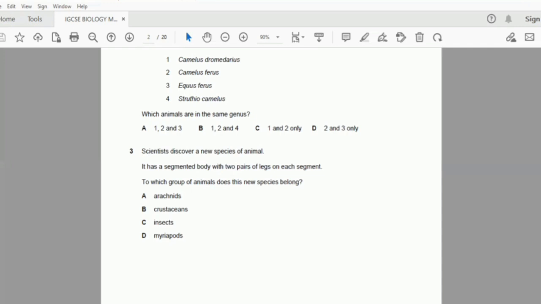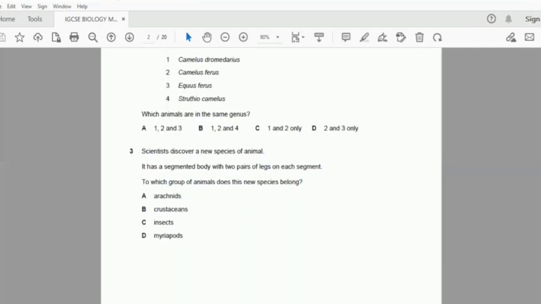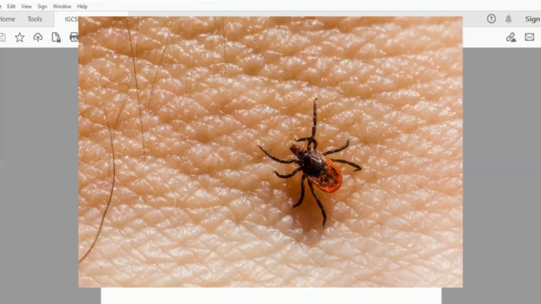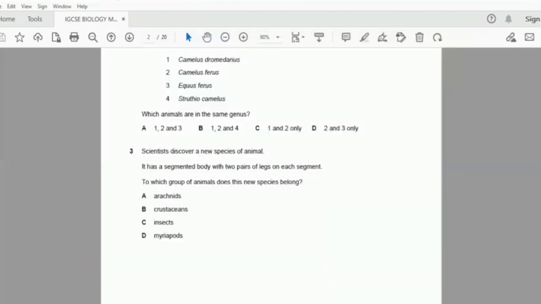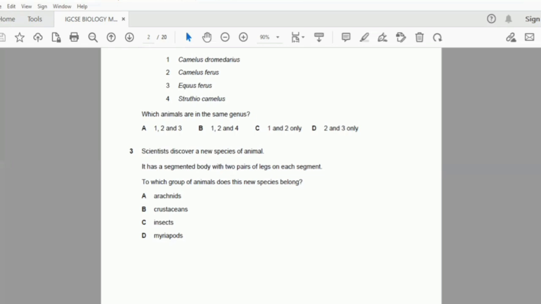It's not arachnids. Examples of arachnids are the spiders, the scorpions, the mites, and the ticks. But what do they have in terms of the pairs of legs? They have four pairs of limbs, four pairs. That is a total of eight. So four pairs, it can be arachnids.